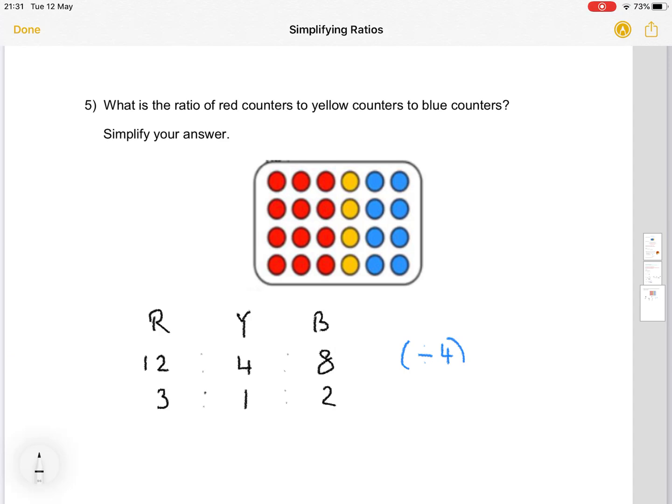I check. Can I simplify my answer further? Can I find a number which divides exactly into all of them? No. So that is the final answer, 3 is to 1 is to 2. Red is to yellow is to blue is 3 is to 1 is to 2.